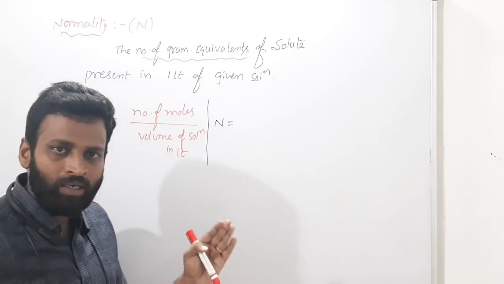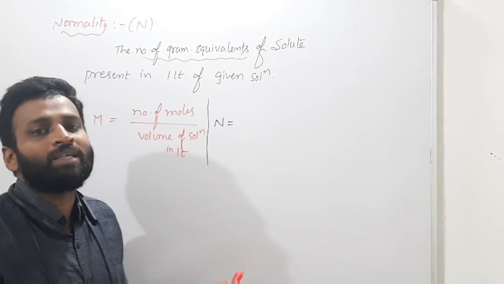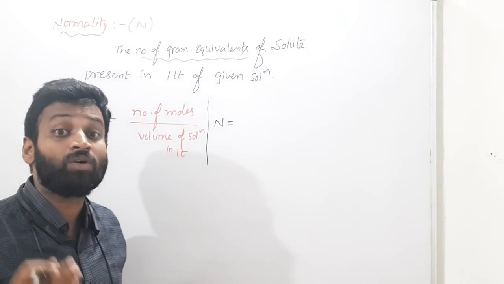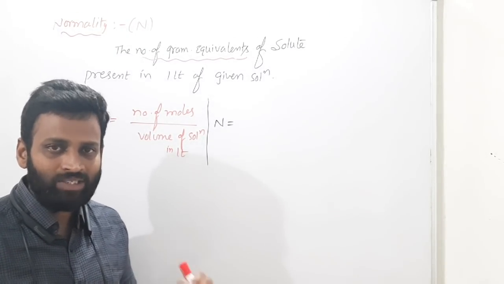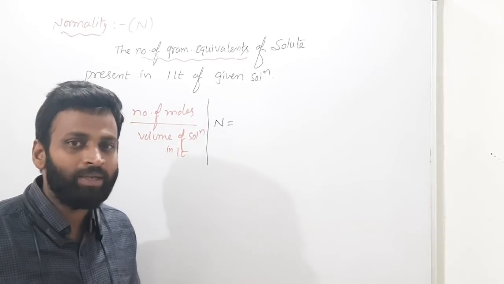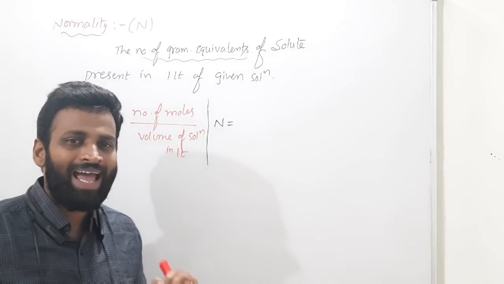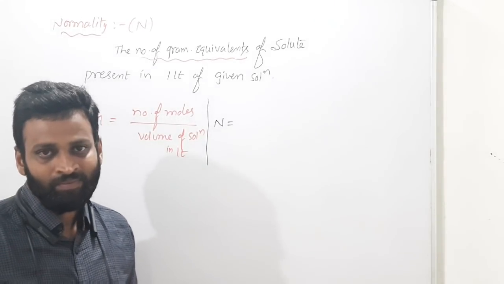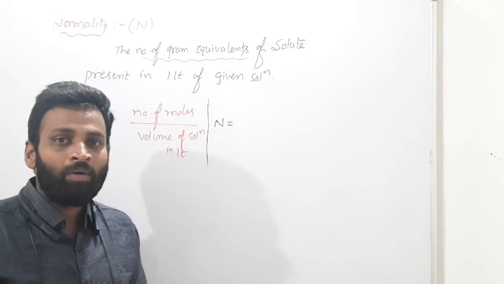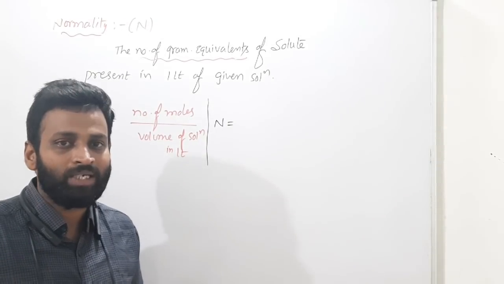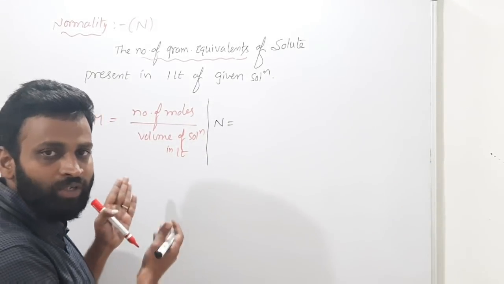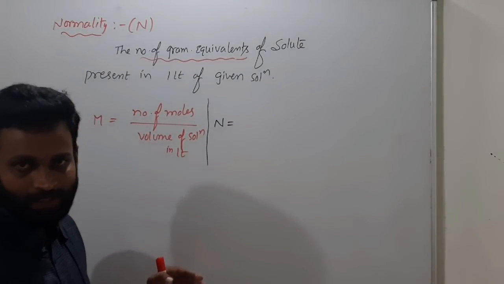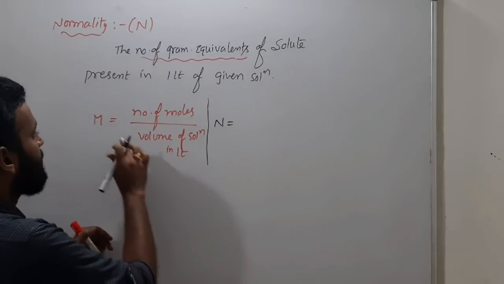So molarity and normality are all representations of the number of moles or number of gram equivalents of solute. It is just a representation of concentration, meaning the amount of solute present in a particular solution. What we are learning is how much solute is present in a solution, in terms of molarity and in terms of normality.